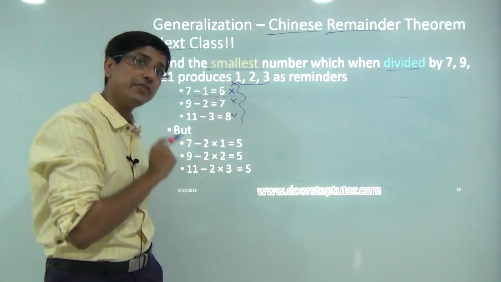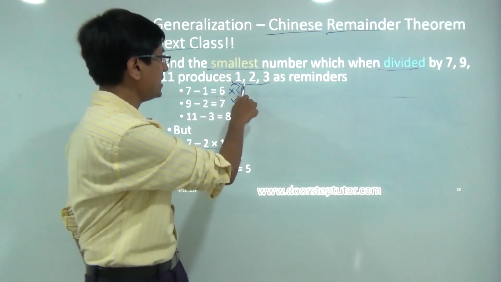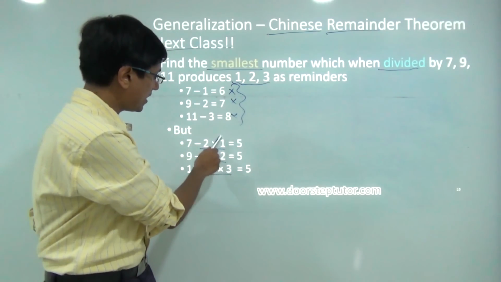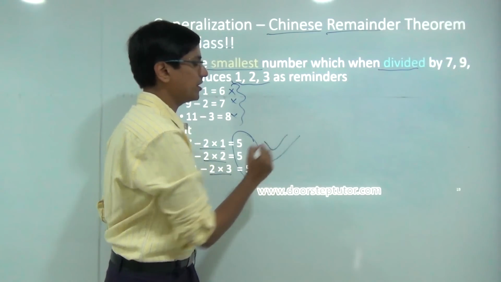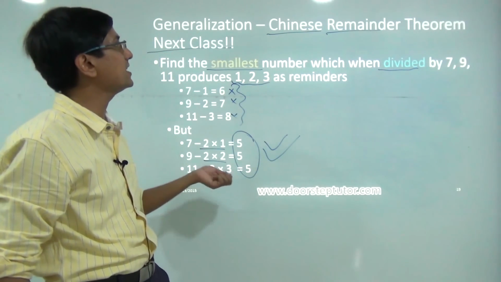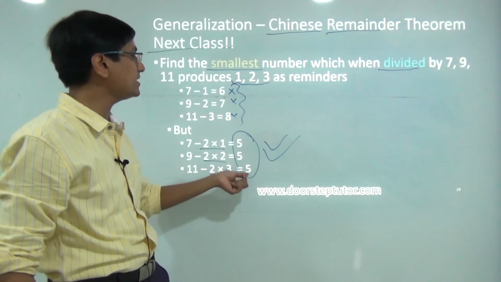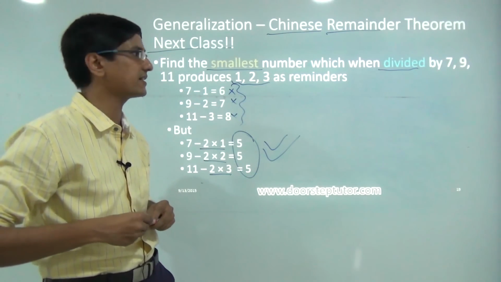But I do notice one thing. If I double my remainder, I get a constant difference, a common difference. In the next class, I'll tell you how we can solve these kinds of problems using the Chinese remainder theorem, and we'll discuss several examples like this.